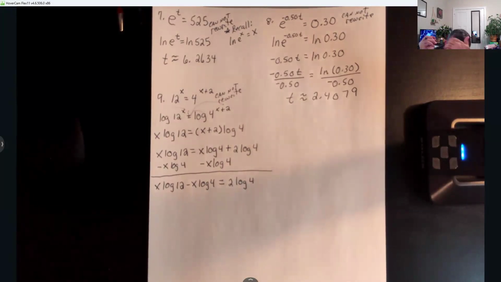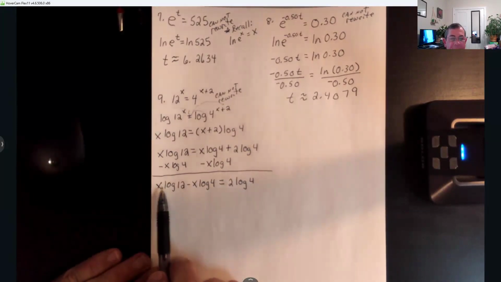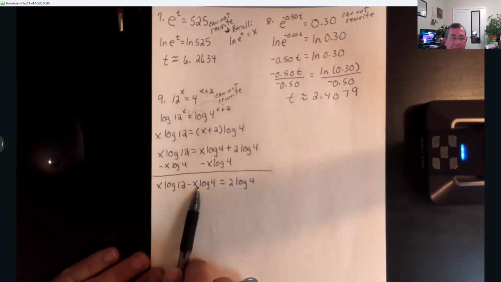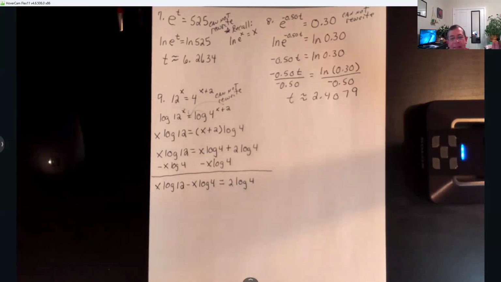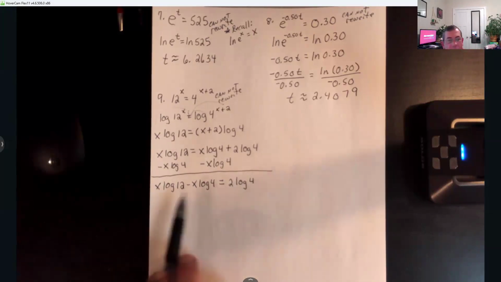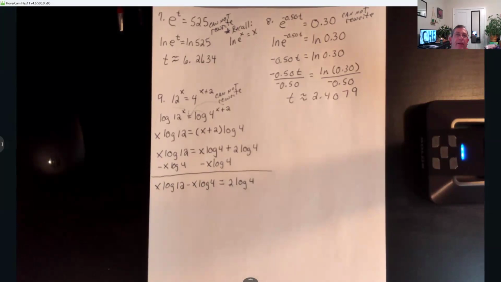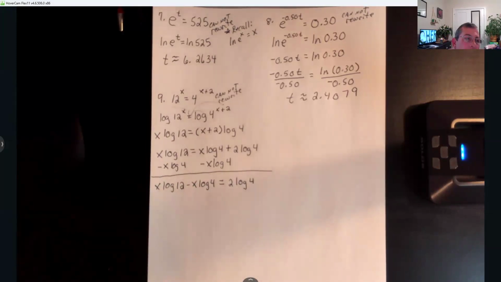So y'all, I'm back to the dilemma again. I've got an x here and I got an x here. These are not like terms. So I need to break that x somehow so that I got x's as one variable on that left side. So what can I do to both of these that would help me solve for that x?